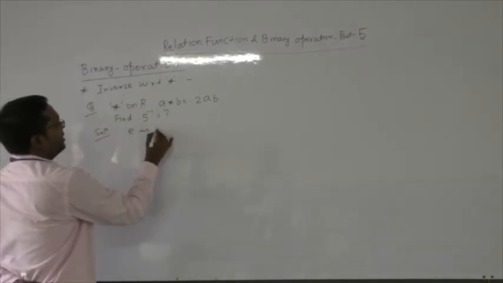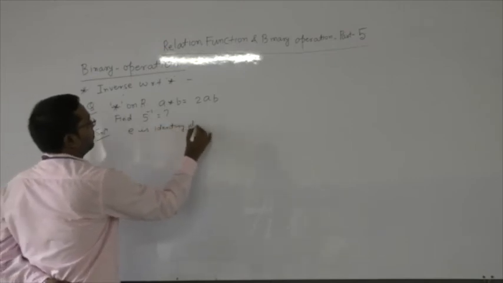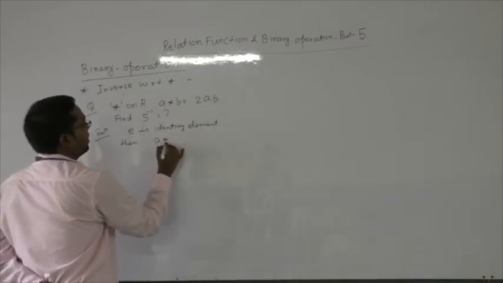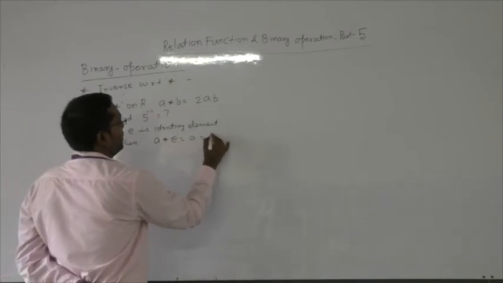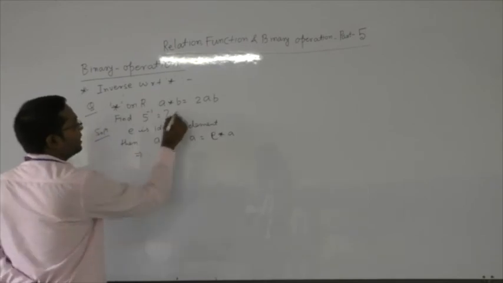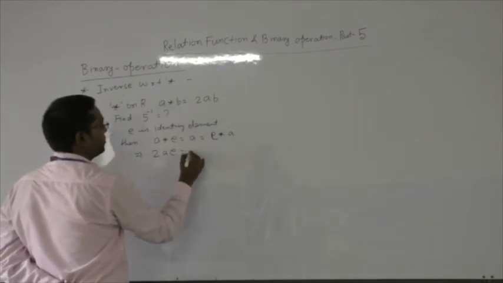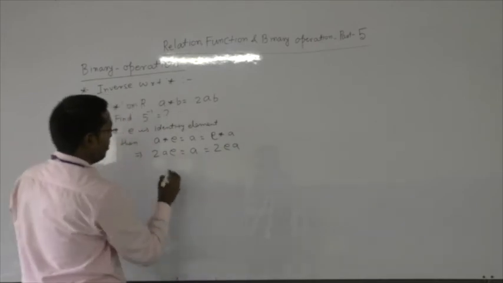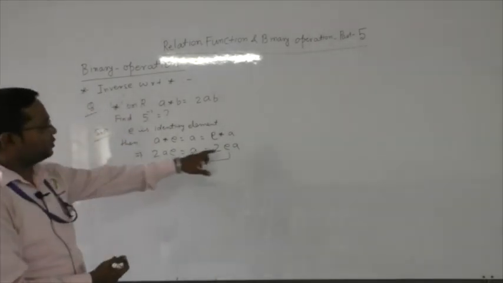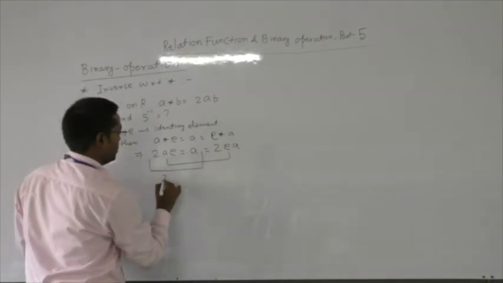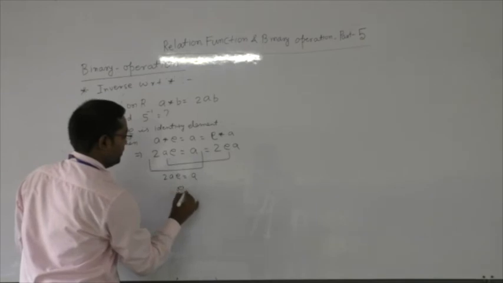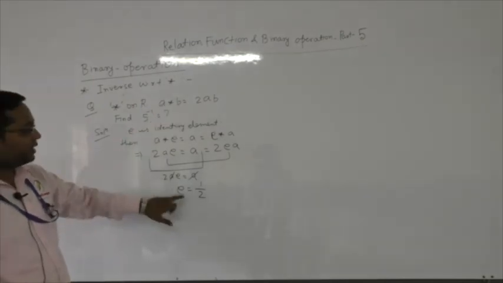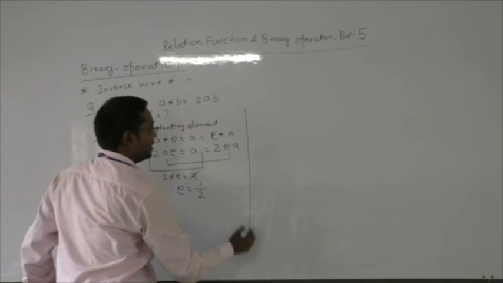Suppose E is the identity element. Then we can write A star E equals E star A. Putting it here, we get 2AE equals A, and E star A is 2EA. These two will always be equal, and both equal A. Solving 2AE equals A, what is the value of E? A cancels, and we get E equal to half. So the identity element with respect to the star operation here is half, right?